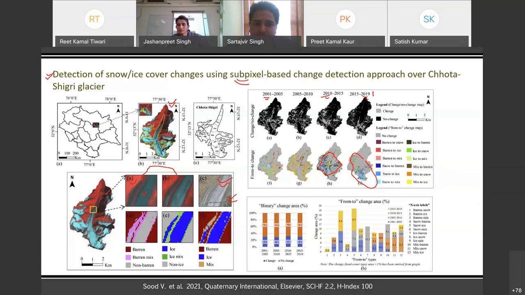In the next point, in the case of a subpixel, there are not only the two classes. There are mixed categories also. So the subpixel classification will help us in identifying what actually lies in between, in these mixed pixels.